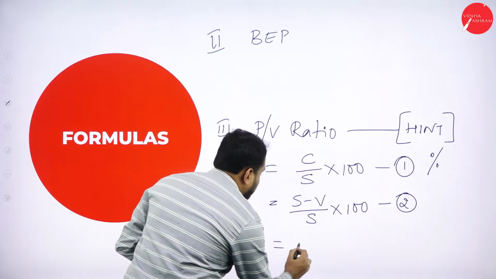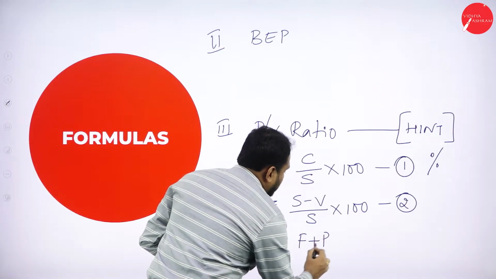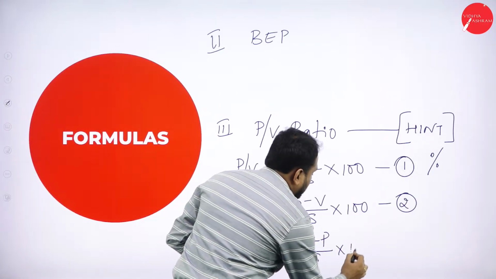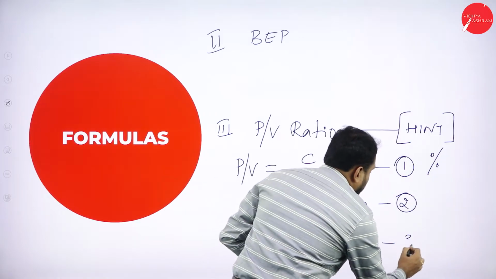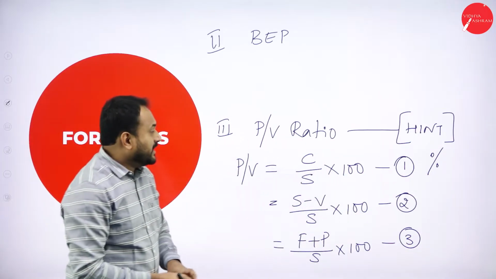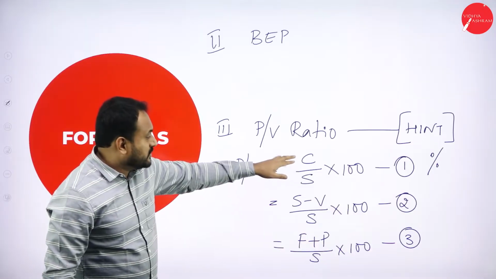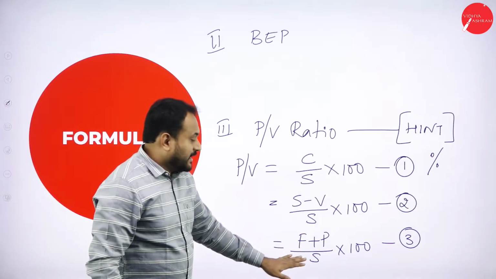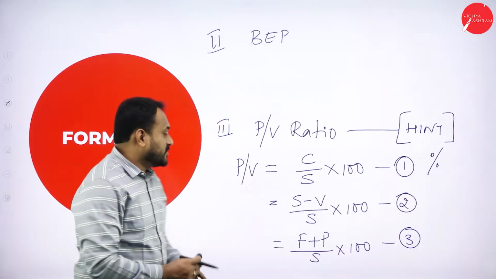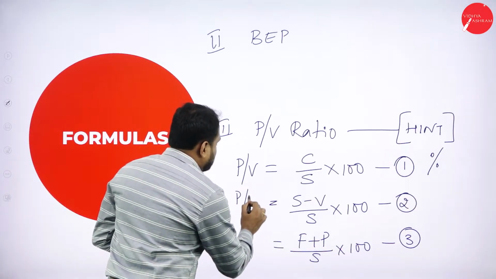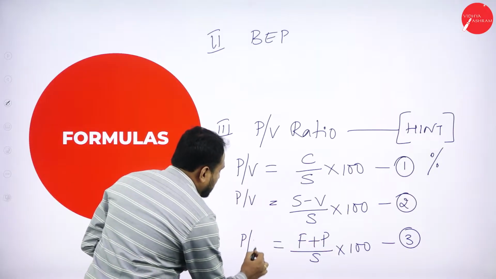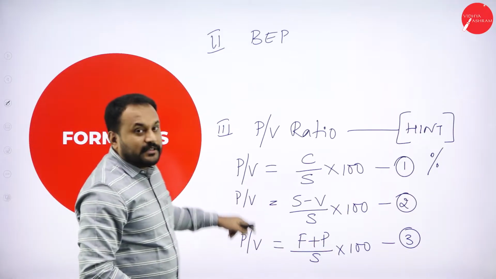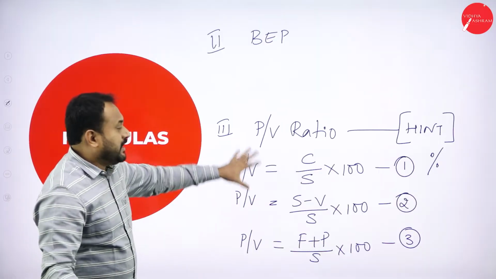And the third formula: can I write F plus P divided by S into 100? Here I have substituted contribution. Contribution is also equal to fixed cost plus profit, divided by S into 100. So here also it is PV. This is also PV. So we have the third formula for the PV ratio.